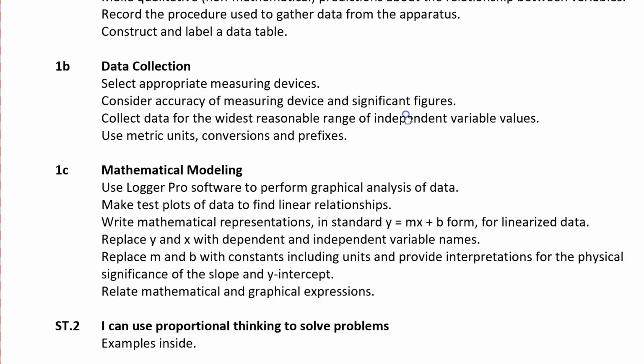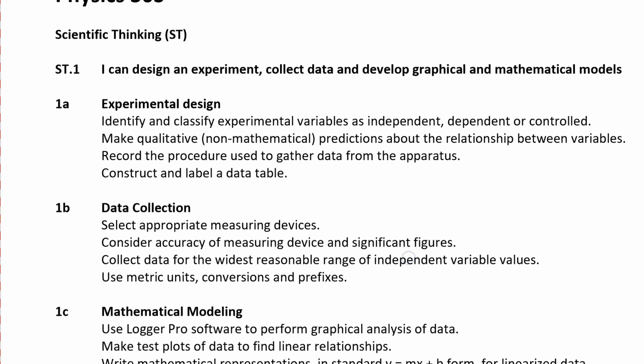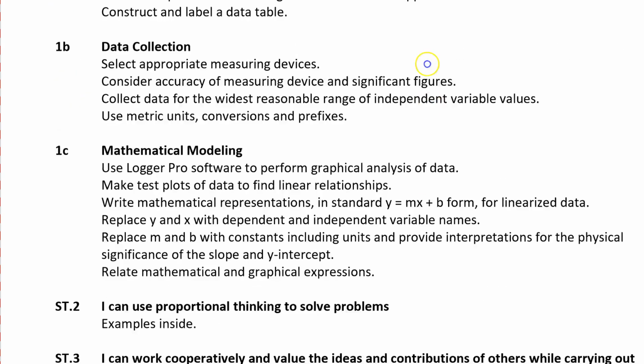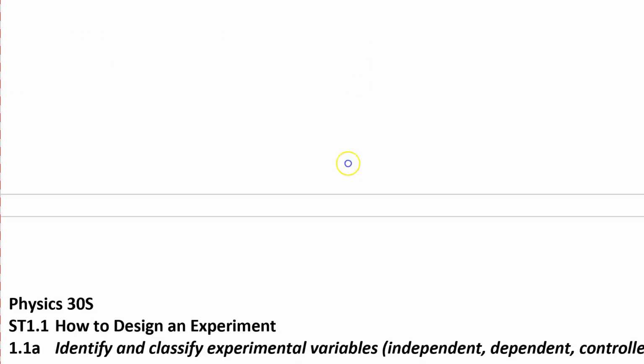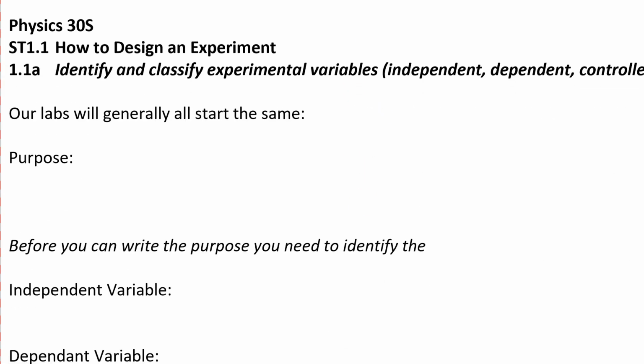Here are the outcomes for this first unit, and we're going to be taking a look at this one first here, this experimental design. So if we move forward to where we're actually going to be doing our notes, we'll be here, how to design an experiment. So we're going to learn how to identify and how to classify independent, dependent, and controlled variables.